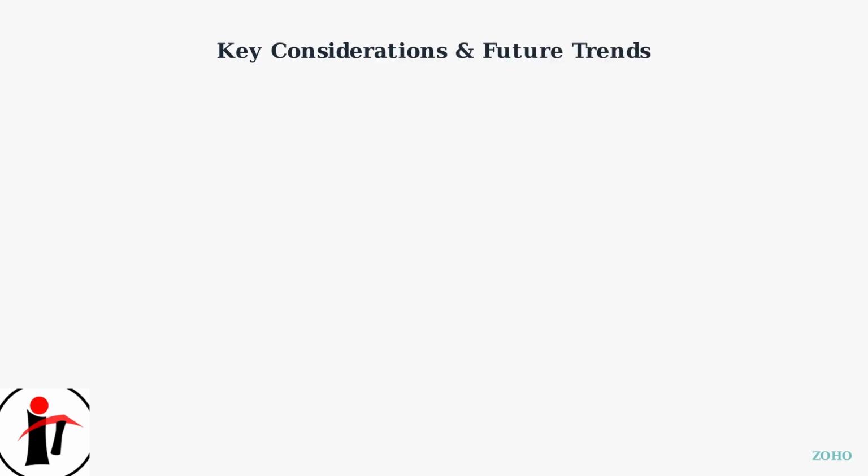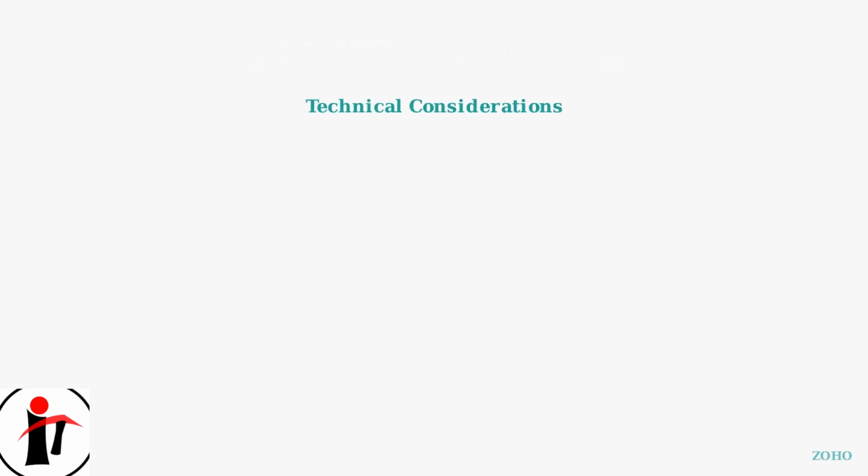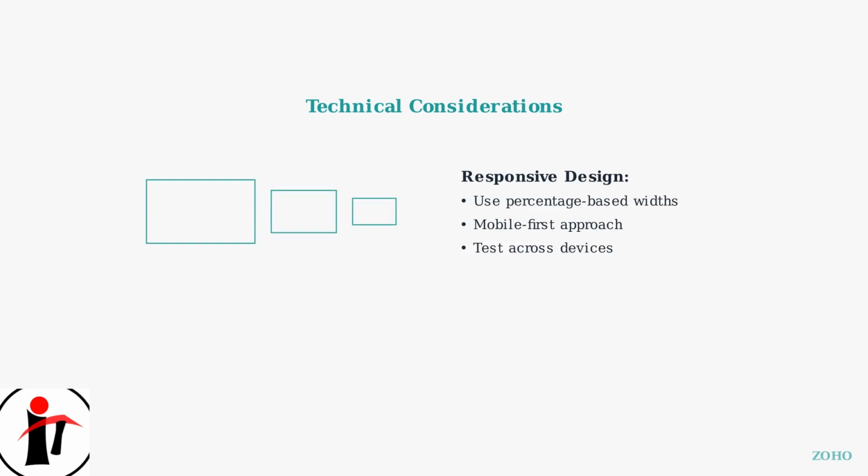When implementing custom code in Zoho Sites, there are essential technical considerations and exciting future developments to understand. First, let's examine the key technical requirements. Responsive design is crucial. Always use percentage-based widths to ensure your custom widgets work seamlessly across all devices. This layout example shows how percentage-based widths create flexible designs that adapt to different screen sizes automatically.